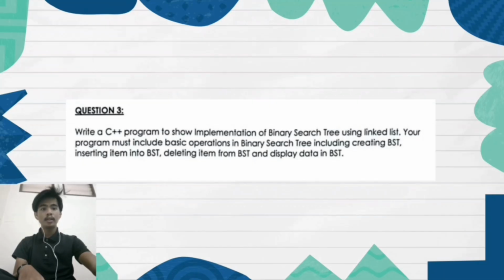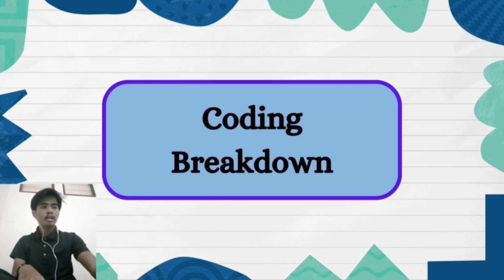Now let's take a look at question 3. Write a C++ program to show the implementation of binary search tree using linked list. Your program must include basic operations in binary search tree, including creating BST, inserting item into BST, deleting item from BST, and displaying data in BST. Now let's take a look at the solution. Because the whole coding solution is very long, I'm going to break it down into 8 parts.